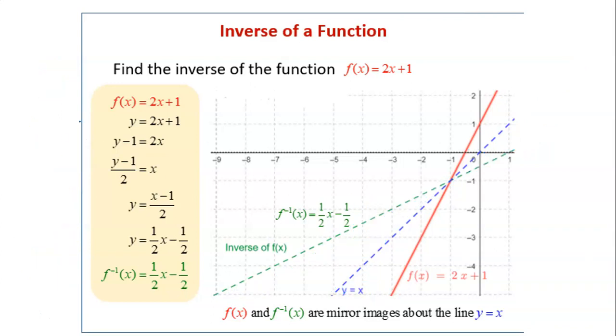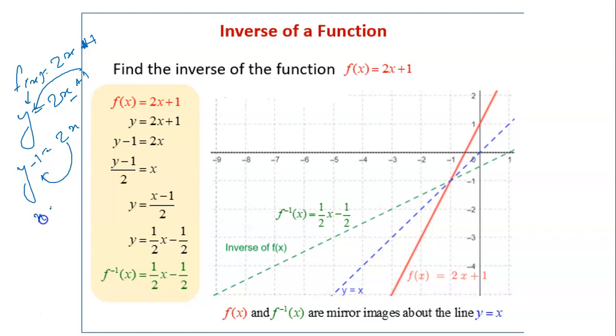And how to find the inverse? Suppose I am having f(x) equals 2x plus 1. Now in place of f(x) put y equals 2x plus 1. Make x the subject. So y minus 1 equals 2x. I took this to the left hand side, and x would be (y minus 1) upon 2.